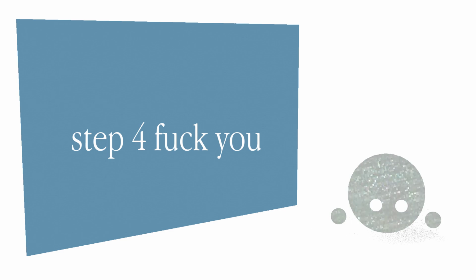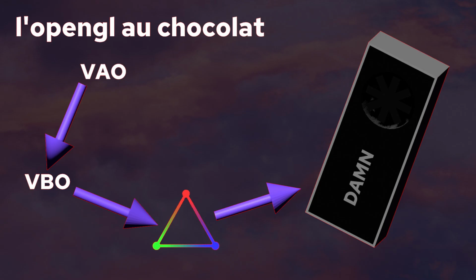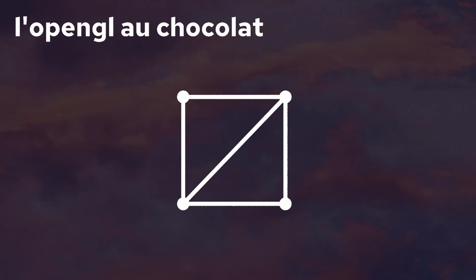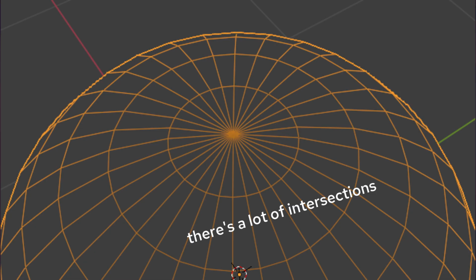Except I lied. You weren't ready to handle the truth. We actually have another acronym, EBO, or Element Buffer Object. Why? To make a square, we need 2 triangles, and our current square defines the same 2 points twice, which is a waste of memory. And this gets much worse on more complex models, like a sphere.